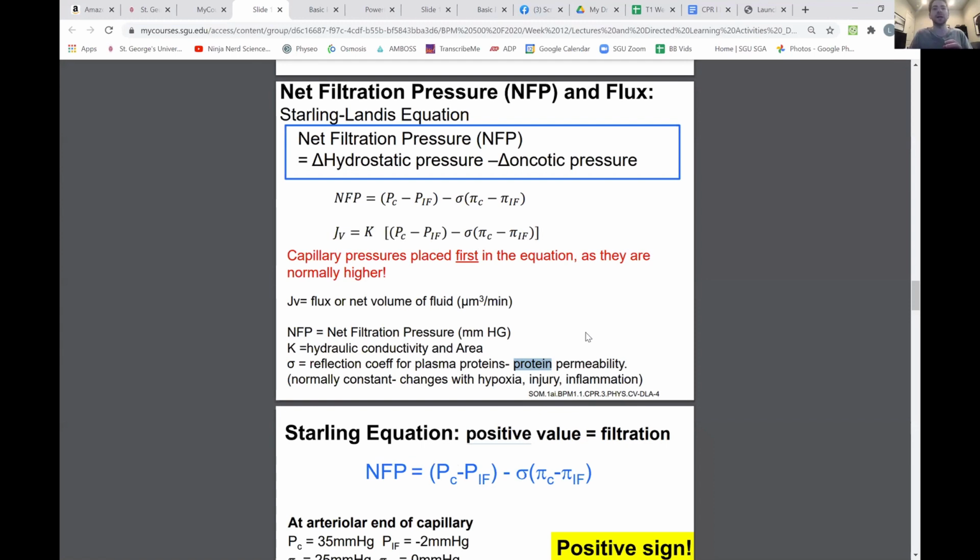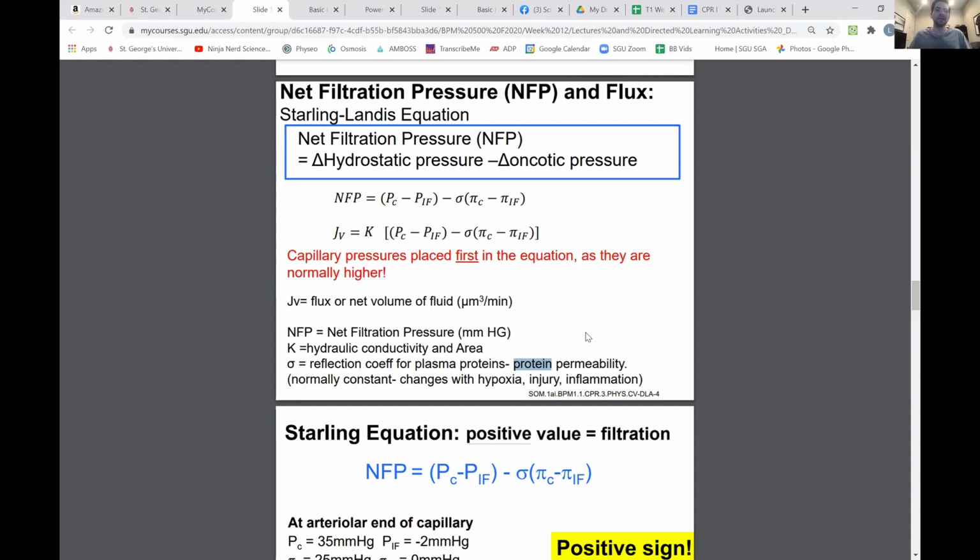So the idea in this equation is, do we have more capillary hydrostatic pressure or more interstitial fluid pressure? So do we have more hydrostatic pressure pushing fluid out of the capillary, or do we have more pressure from the interstitial fluid pushing blood into the capillary? Determining which one is which is going to tell you if you're filtering blood out or absorbing blood back in. Same thing for oncotic pressure. Do we have more pressure pulling fluid back into the capillaries, or do we have more pressure pulling fluid into the interstitial fluid?